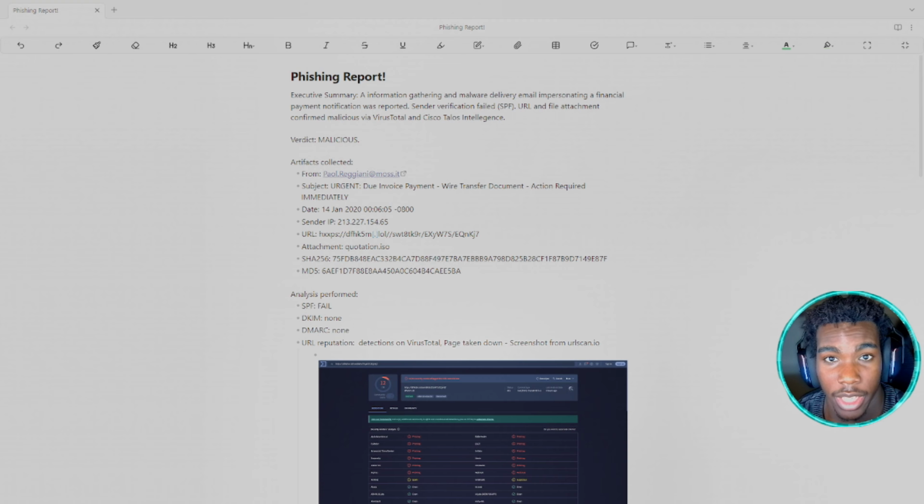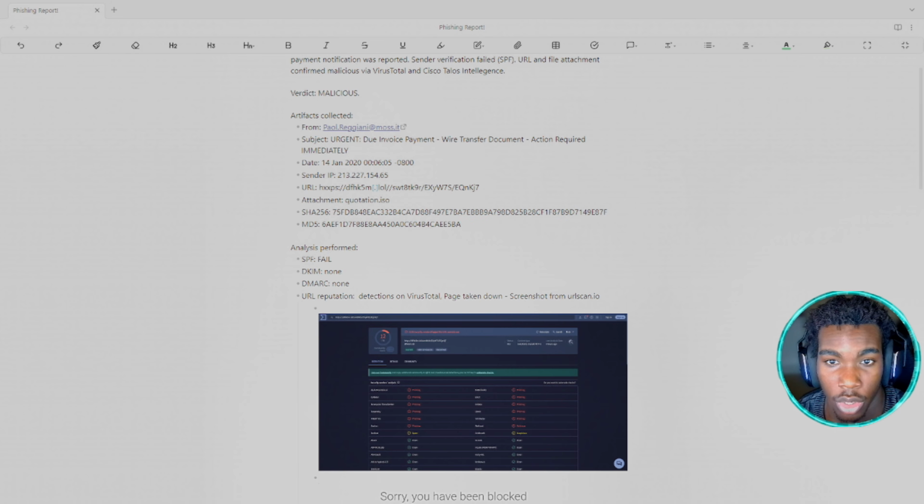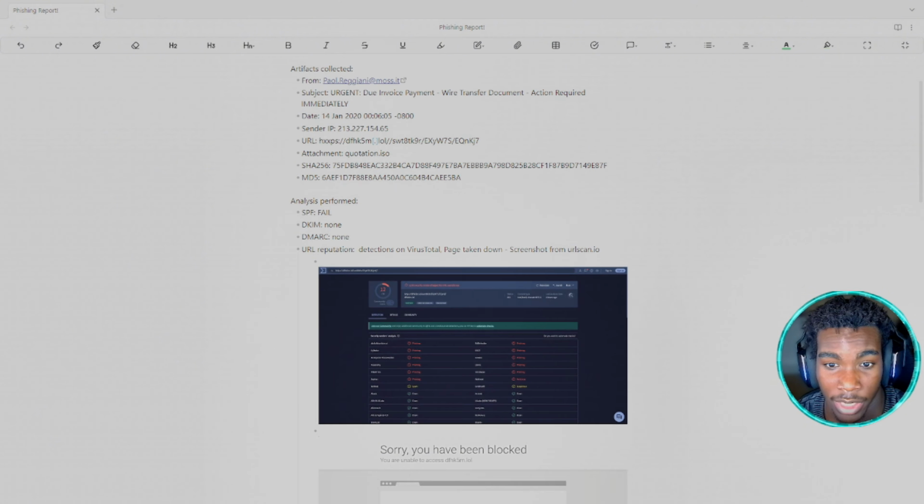All right, following that standard operating procedure, we went ahead and built that phishing report, including our executive summary, the verdict, the artifacts we collected, the analysis we did on the artifacts, and our overall complete picture of what this was and why the user submitted it and why I determined it as phishing. So to go through it, the executive summary: this was an information gathering and malware delivery email impersonating a financial payment notification. The sender verification failed SPF, and the URL and file attachments were confirmed malicious by VirusTotal and Cisco Talos Intelligence. So the verdict was malicious, as I said earlier, and we got all these artifacts that we know we collected from earlier.